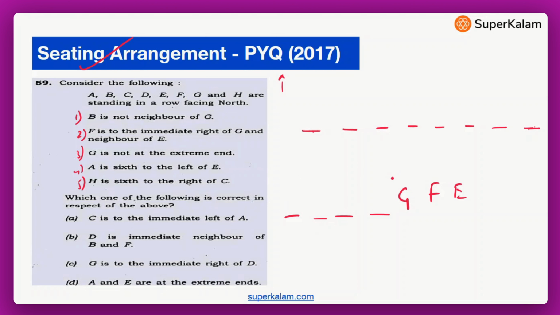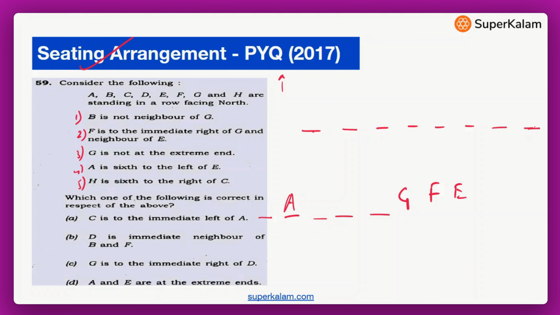So 1, 2, 3, 4, 5, 6. So here is A. Maybe there would be another one here. Let's leave a blank. So A is here, the sixth on the left of E. And H is sixth to the right of C. Now we don't know where C is.